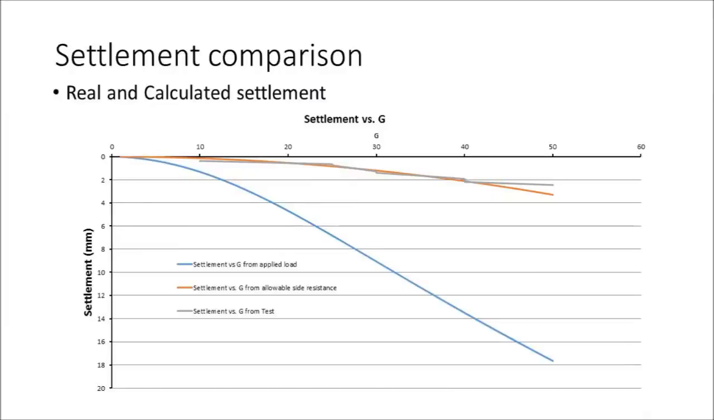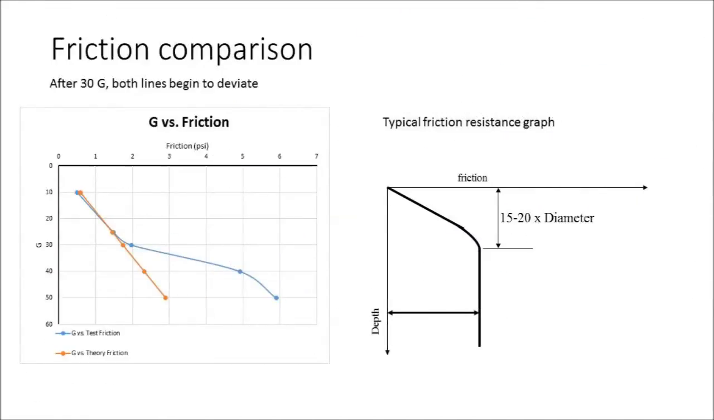The obtained results show a close correlation between measured and calculated allowable side resistance. The values match with the values obtained from the flight. From 0 to 30 G, the friction resistance has a direct correlation with the G's. At about 30 G, the measured friction resistance increased dramatically, probably due to the increase in the density of the sand.